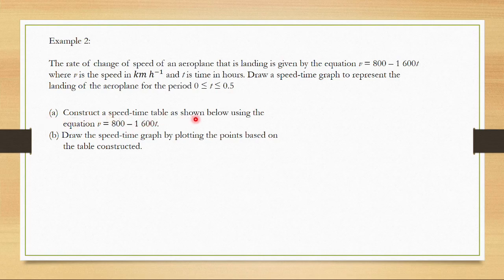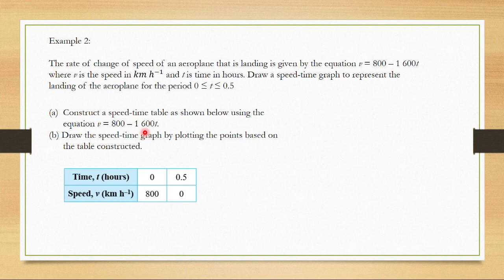A, construct a speed timetable as shown below using the equation v equal to 800 minus 1600 t. So we are going to construct a speed timetable, which is the table of values, by using the range given here, which is 0 to 0.5. When t is 0, you substitute t equal to 0, which means v will be 800 minus 1600 times 0, which is 0, right? So it's still 800. And when t is 0.5, which is a half, you multiply by 1600, it will be 800, right? So 800 minus 800 will be 0. Then you can have a speed timetable like this, whereby t is 0, speed is 800. If t is 0.5, speed is 0.